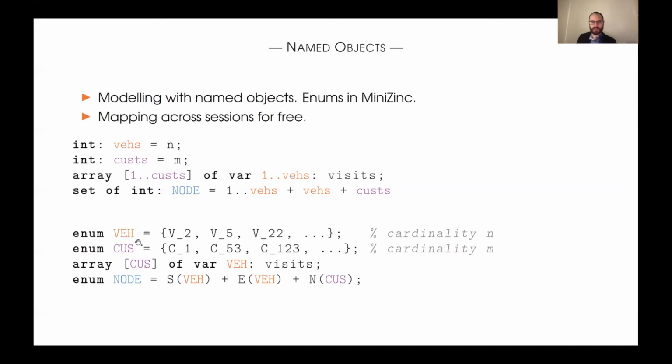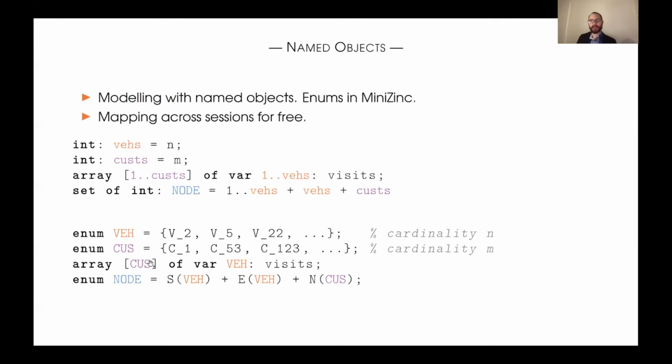We just introduce an enum here, vehicles, right? And this will of course have cardinality m. But the objects here are named, right? V2, V5, V22. We can have whatever kind of names here we want. The customers, C1, C53, C123, right? So we can see here, maybe some of the customers are garbage collected. They aren't needed anymore, right? And this fully supports that. And at each iteration, this will be a contiguous index set. Okay, so this is an array of customers, and it's still the same thing as up here, visits. Which vehicle visits that customer?